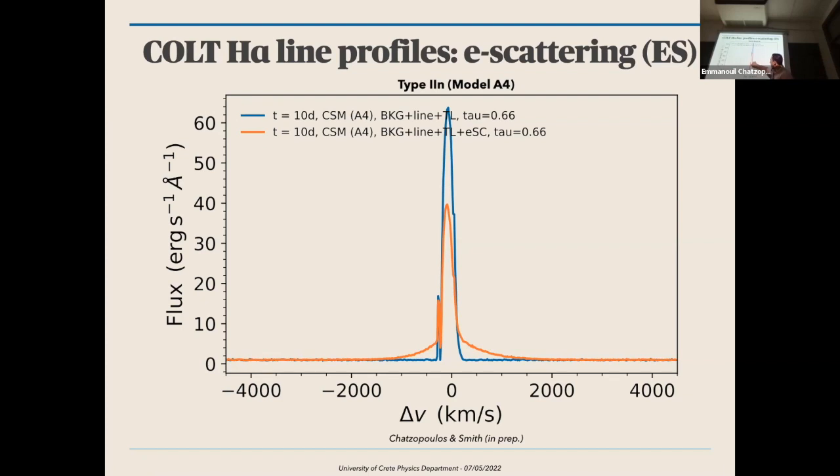You also, of course, have the narrow absorption feature, which is something I showed you earlier in some of those observations, which is due to the unshocked wind that's further out. That's a low velocity wind.